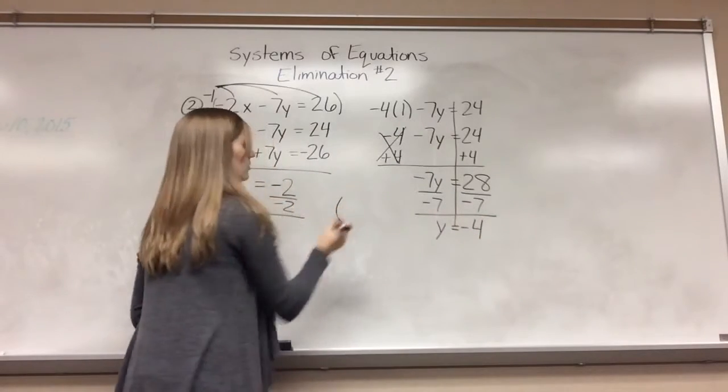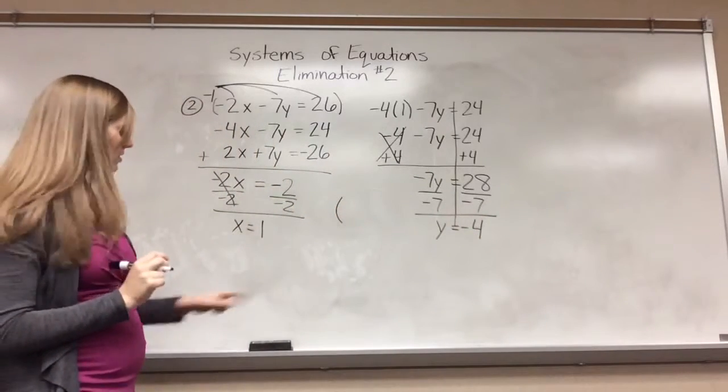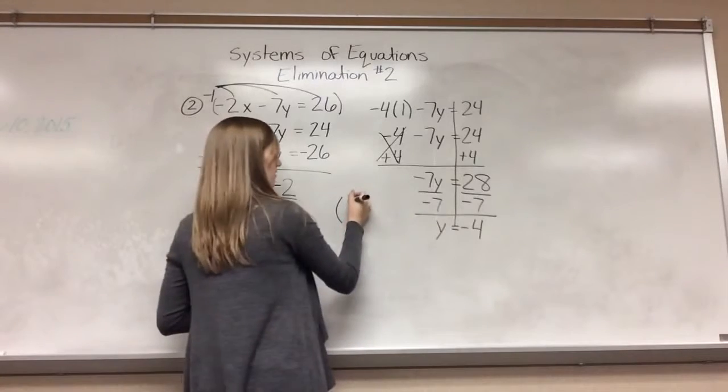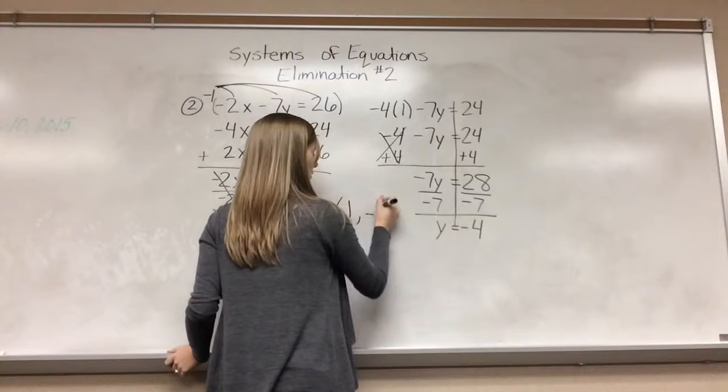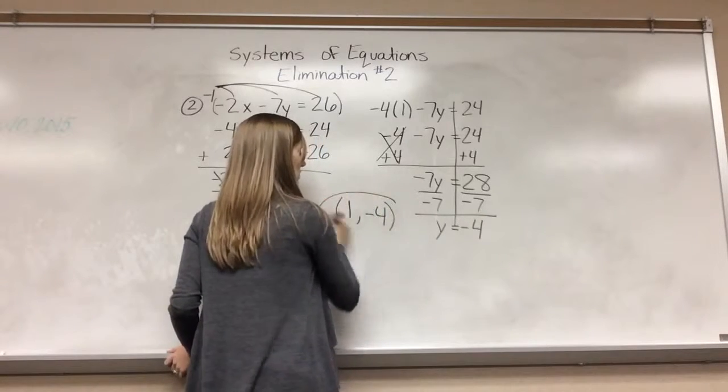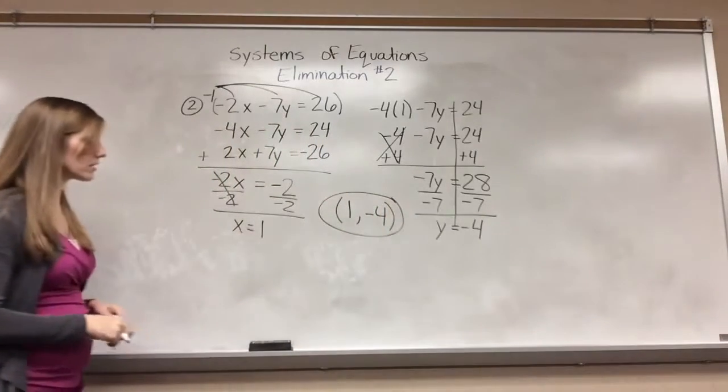My answer then, remember we always put the x-coordinate first. The x-coordinate is a positive 1, so that comes first. And then the y-coordinate is a negative 4, so negative 4. So my answer for number 2 is 1, negative 4.